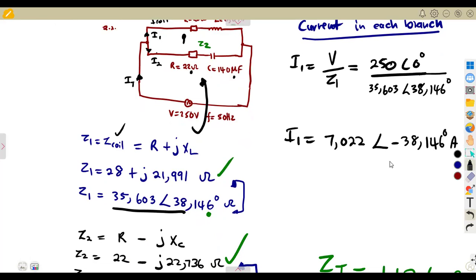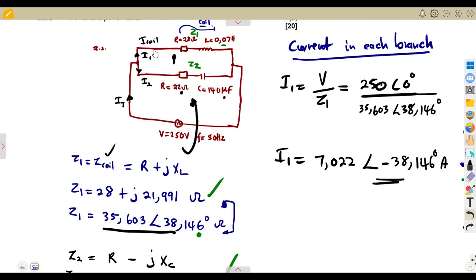All right. So this is your current in the coil. That is current one, the current that is across the coil. We also need the current I2 that is in this branch. You need I2. So again, it's a parallel combination. The voltage is the same. So that's V over Z2.